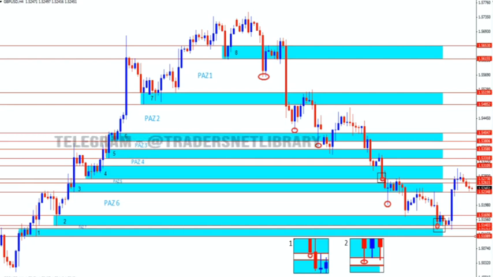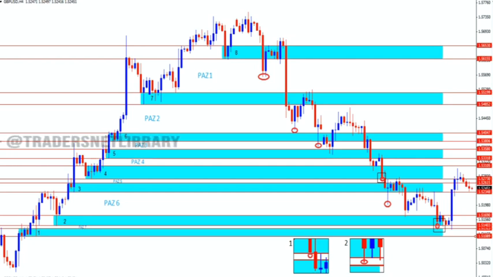Up until now, we've been taught nearly everything we need to know to be successful traders. PAZs really are the last piece of the puzzle. So let's get started. So what is a price action zone?